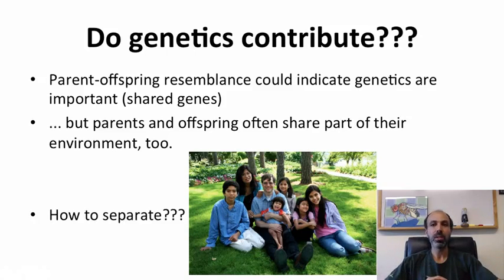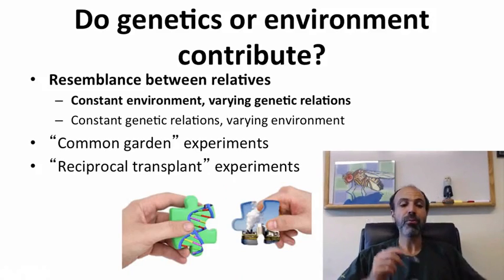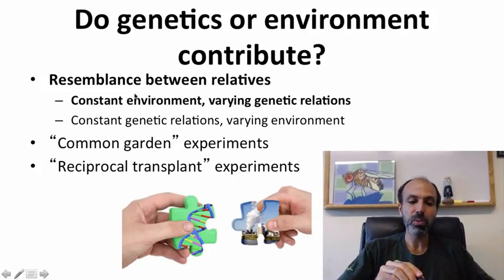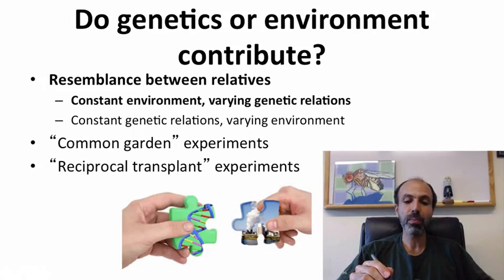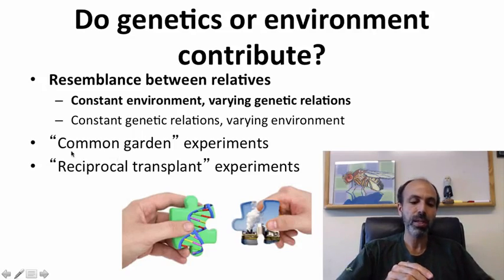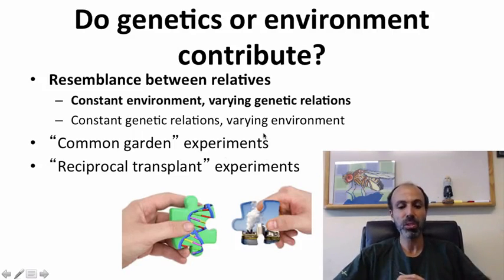How do we distinguish? Well, I'm going to show you a couple of different means. In the first part here, I'll talk about resemblance between relatives, and I'll use examples of identical versus fraternal twins, or monozygotic versus dizygotic twins. I'll use that just as an illustration, and then we'll come to the more meaty parts, which are common garden experiments or reciprocal transplant experiments. Those use the same principles as the twin examples, and you'll see this in just a moment.